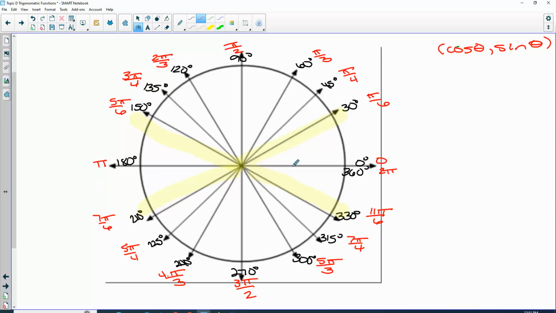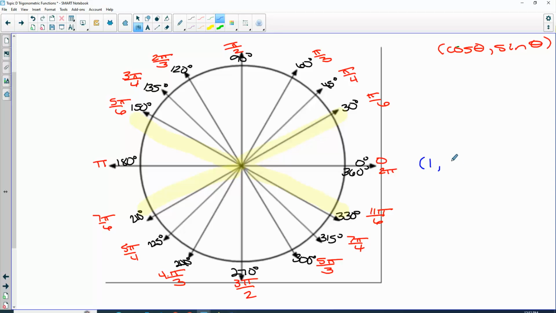So at 0, think about your hand trick. Cosine of 0 is... well, it's square root of the bottom over 2, which would just be 1. So remember the hand trick. You fold your finger. Sine is the square root of the top over 2. Cosine is the square root of the bottom over 2. So square root of 4 over 2. 2 over 2 is 1.